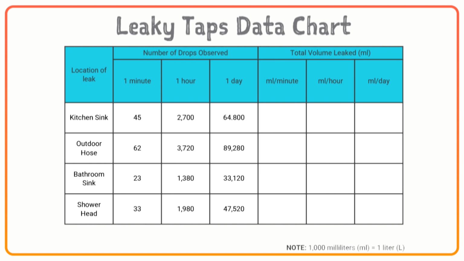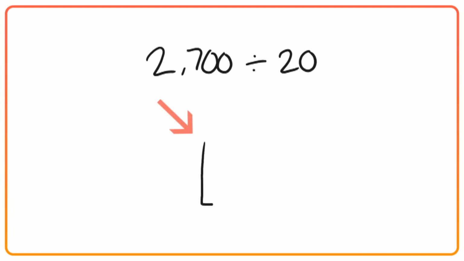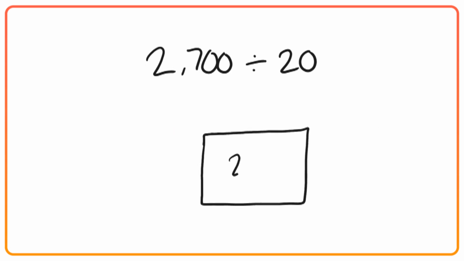Let's take a look. The chart tells us that in 1 hour, this kitchen faucet leaked 2,700 drops of water. Again, we can take the total amount of drops leaked in 1 hour, 2,700, and divide it by the number of drops per milliliters, 20, to find out how many milliliters will leak in 1 hour. Using the area model strategy to show our division problem, we can write 2,700 as our total area with a side length of 20. We can divide 2,700 into smaller parts that are divisible by 20.